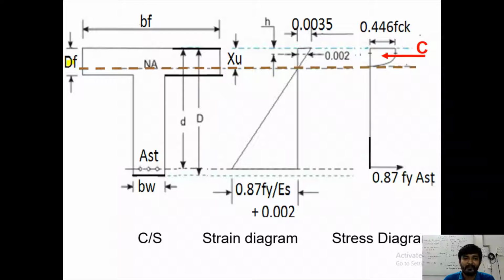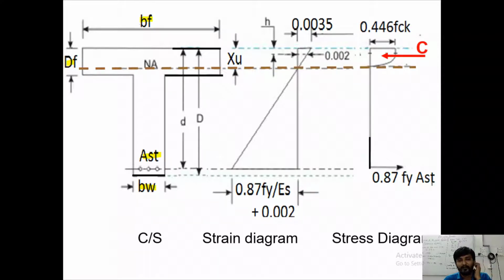Right? So this is DF, the top part, that is effective width of flange, that is BF, then width of beam is BW, that is width of web also, area of steel, and neutral axis XU is less than DF, so it is in the flange part. This is effective depth, overall depth from bottom to top.